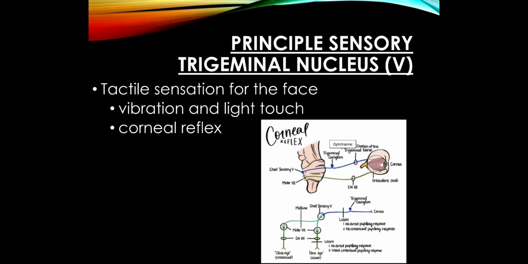Okay, and so the most common reason we check a corneal reflex is in a patient who's unresponsive, because remember, all of this is happening in the pons. So the corneal reflex is a good way to assess function of the pons. If someone's unresponsive, you touch their cornea, and both eyes close, that tells you that the reason for the coma is not a pontine lesion.